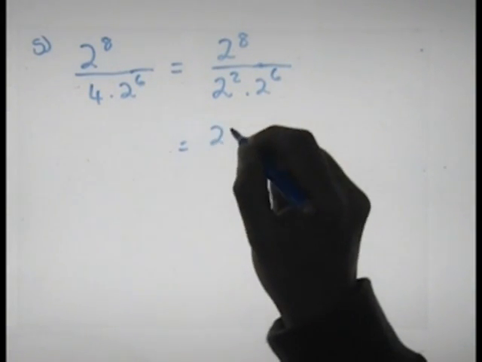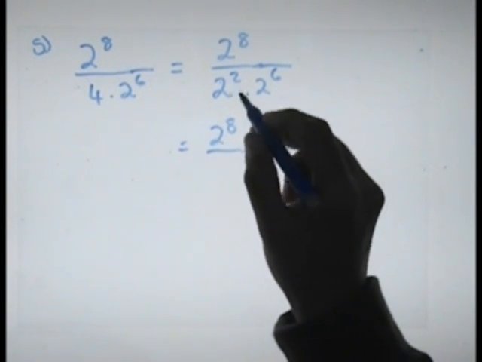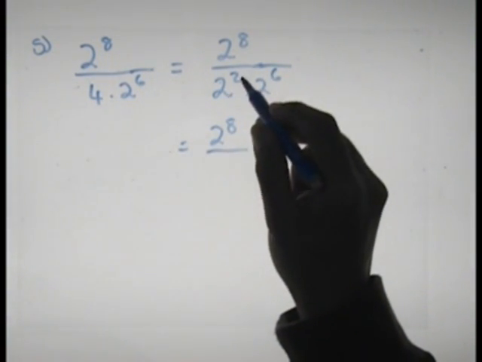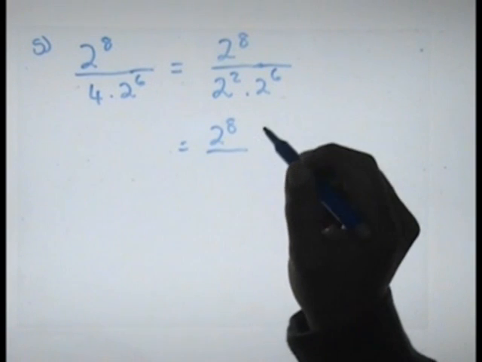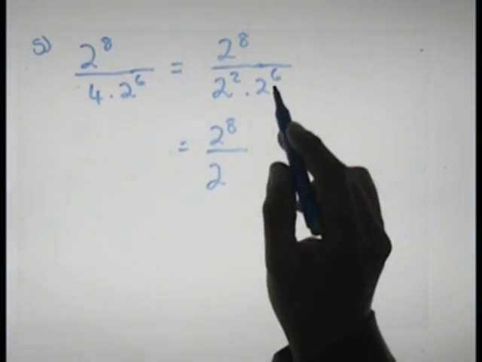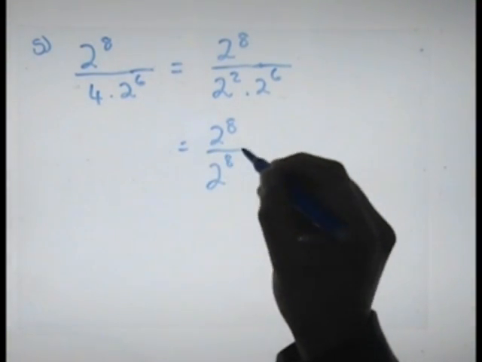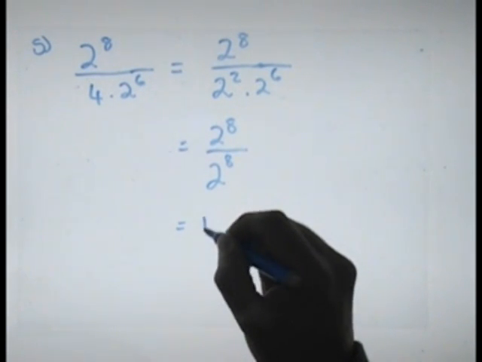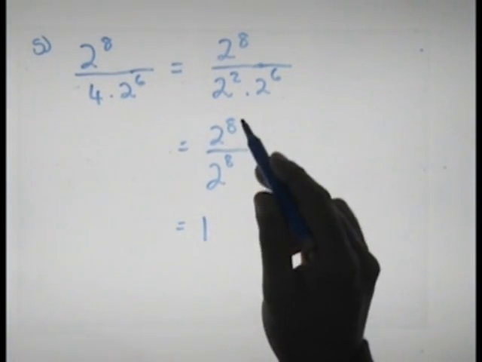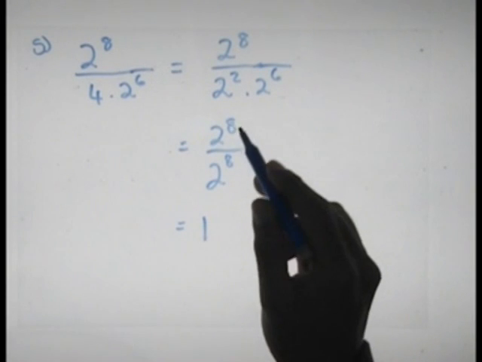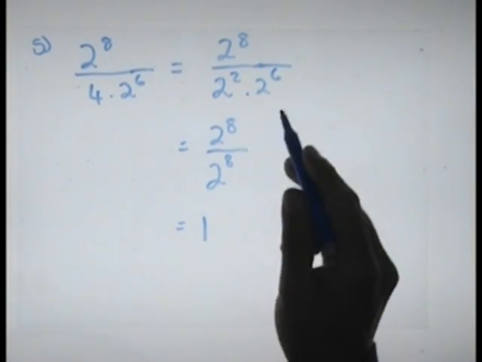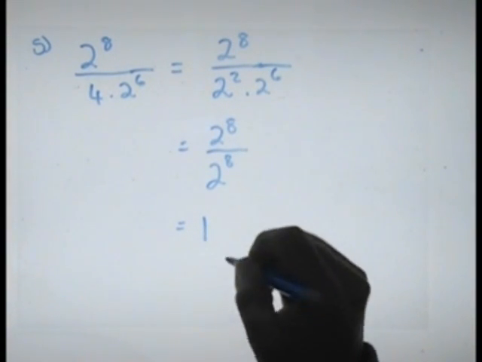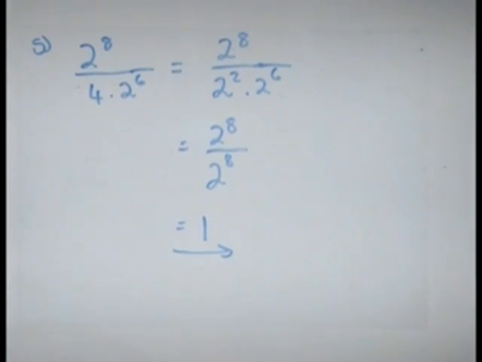This then becomes 2 to the power 8 on the top, divided by 2 to the power 2 multiplied by 2 to the power 6, which will equal 2 to the power 2 plus 6, which is 8. That becomes 2 to the 8 over 2 to the 8, which is 1. 8 minus 8 is 0, 2 to the power 0 is 1. Whichever way you want to look at it, as long as you come to an answer of 1, that's fine.